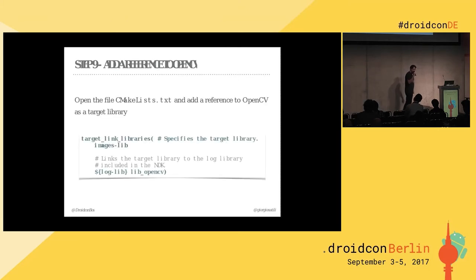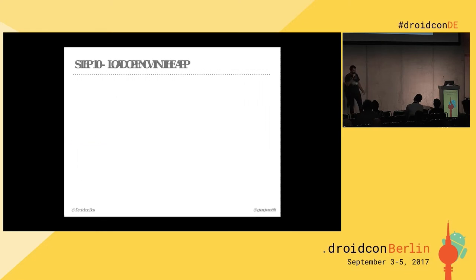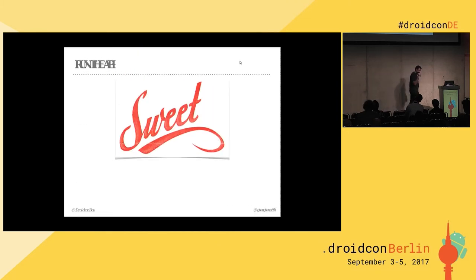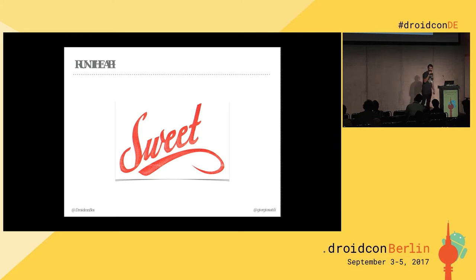Then you open the CMakeLists.txt file and you refer to libopencv, that is the same name of the module that you have in your dependencies, in order to be sure that it's compiled. You add the static initialization of OpenCV, and you run the app, and that's it. But be very precise, exactly this step.